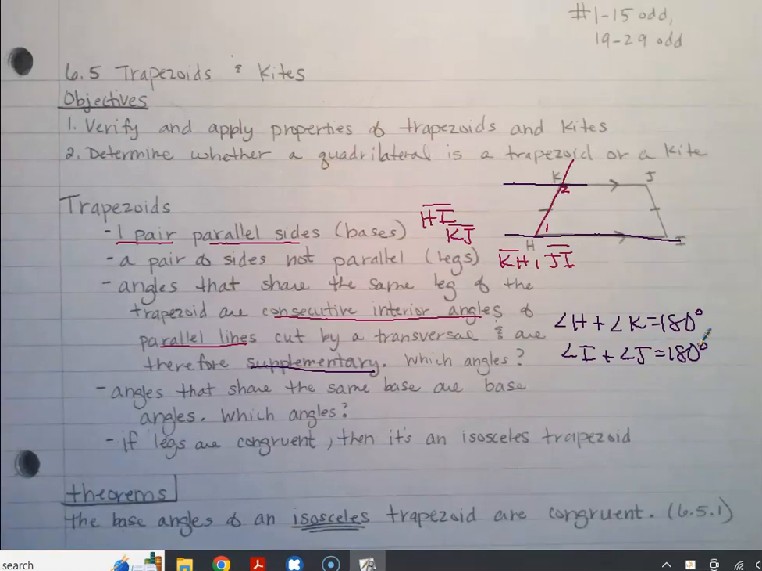So would angle K and angle J be congruent, and angle H and angle I congruent? Not always. In an isosceles trapezoid, yes.